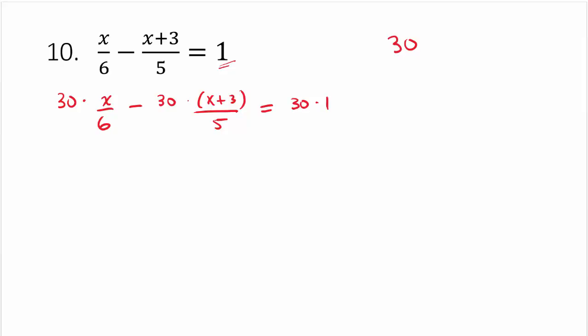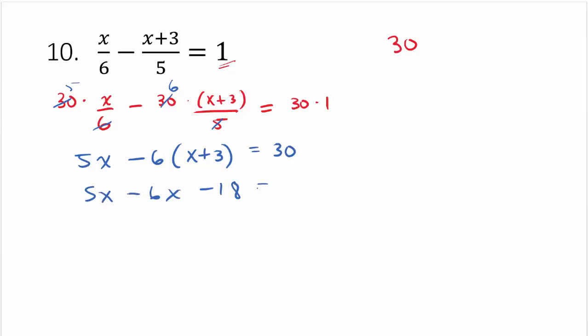Now I'll simplify each one. 30 over 6 gives me a 5 on top, so that's 5x. 30 over 5 gives me a 6 on top, so that's negative 6 times parentheses x plus 3. It's very important that you have parentheses here to distribute, equals 30. So I have 5x minus 6x minus 18 equals 30. Negative x minus 18 equals 30. Negative x equals 48 if I add 18. So then x equals negative 48.